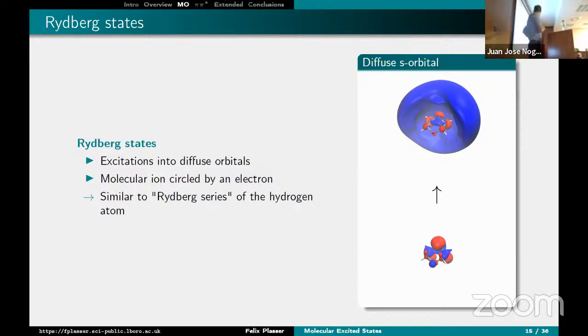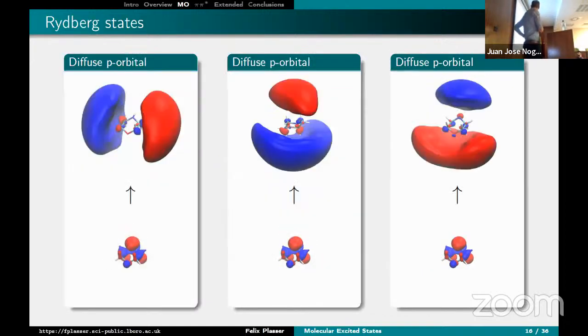So then you can find an S orbital, or you could have P Rydberg orbitals, the PX, PZ, and PY orbitals. If you play around with it long enough, and keep going, you can find D orbitals and so on.